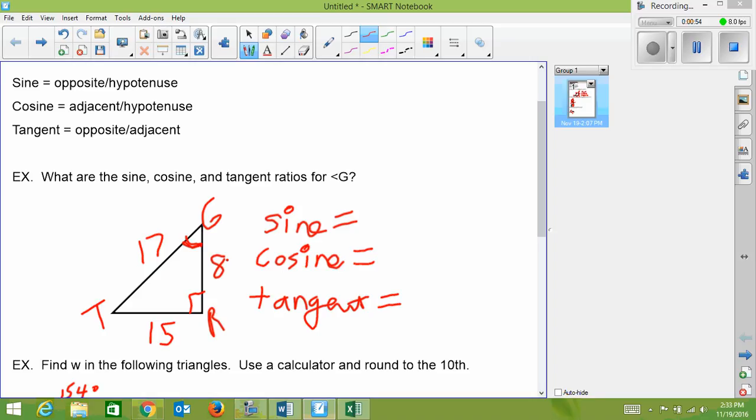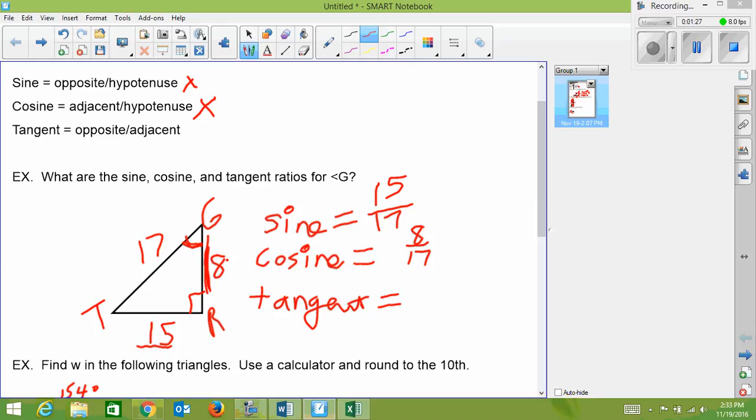And so if I go back up here and look at sine, sine is the opposite leg. So the opposite leg would be 15. And the hypotenuse of this triangle would be 17. So your sine is 15 over 17. You could divide that out and get the actual answer, but on this one they just want the ratio. Cosine is adjacent over hypotenuse. So the adjacent leg would be this 8. It's connected to it. And the hypotenuse is still your 17. So 8 over 17 would be your cosine.